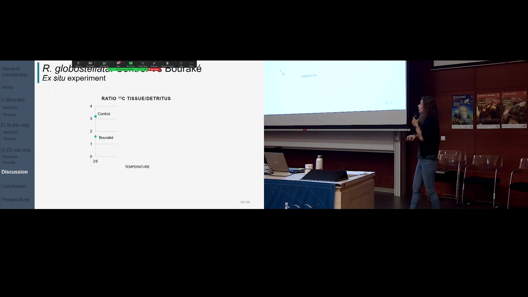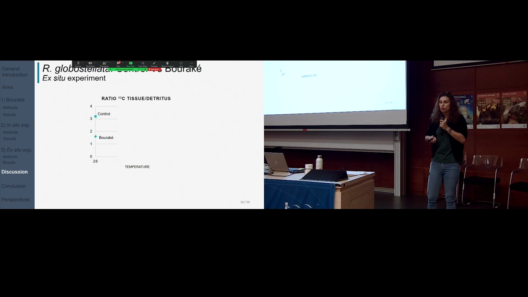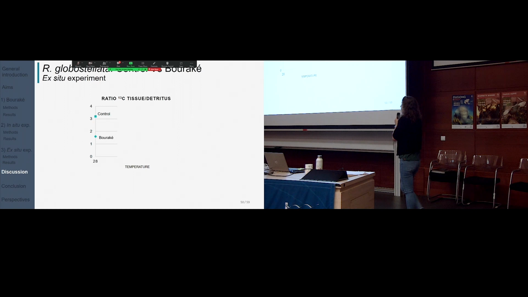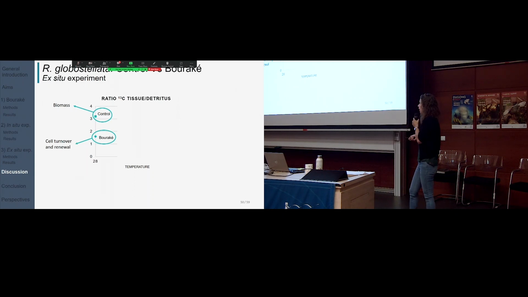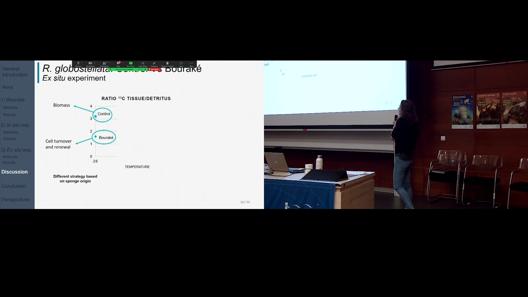If we now compare the responses that I found in control sponges and Burack sponges, that was only possible for me ex situ, so in aquarium, we can see that at 28 degrees, control sponges do the biomass pathway, while Burack sponges increase detritus production. So we have two different pathways, the biomass and the sponge loop pathway. Because the environmental conditions were the same, this could reflect an environmental adaptation to the origin of the sponges. And then also I liked different ecological traits.